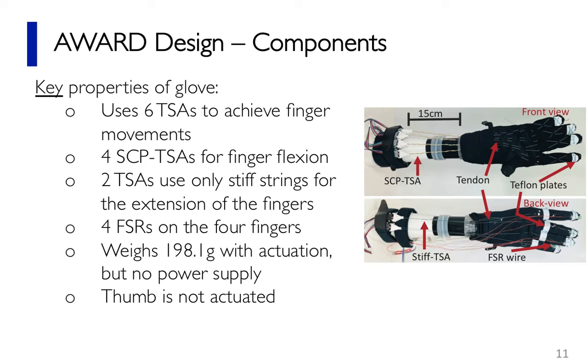4 FSRs are installed at the fingertips. It is noted that the thumb does not have an FSR. Our ward weighs 198.1 grams with actuation unit, but without the power supply. The thumb was not actuated for this version of the device.